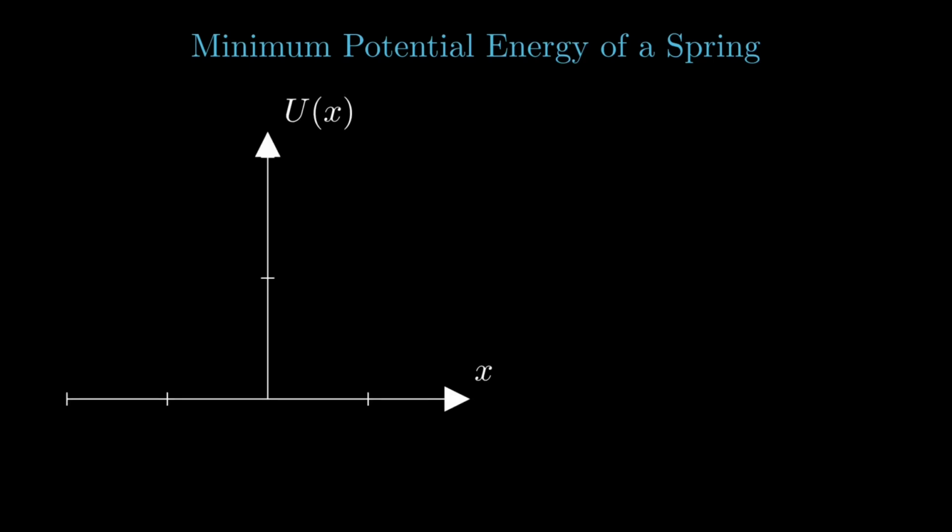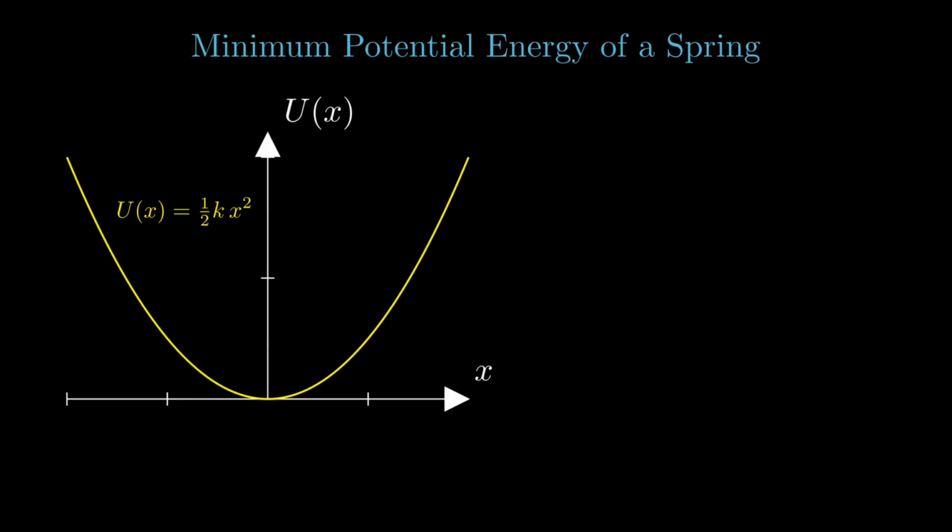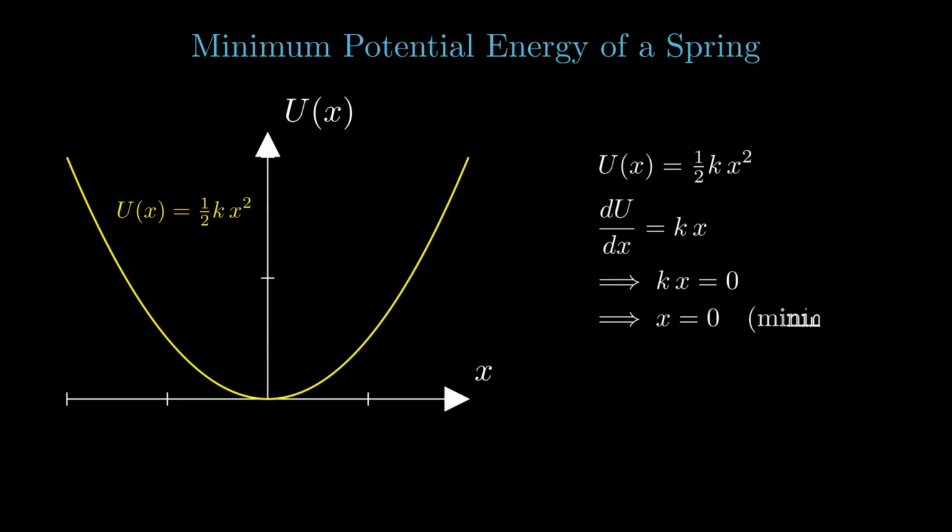Now let's take another example. This time, consider the potential energy stored in an ideal spring. It's given as U of x equals half k x squared. If we plot this, we get an upward facing parabola. Now it makes sense to assume that the spring has no external force acting on it when the spring is relaxed, which from the graph we see is where x is 0. We confirm this by differentiation: dU over dx, which is kx, is indeed 0 when x is 0.